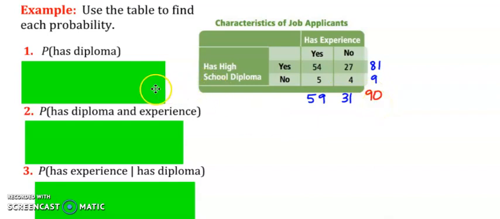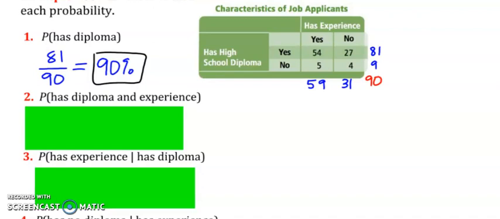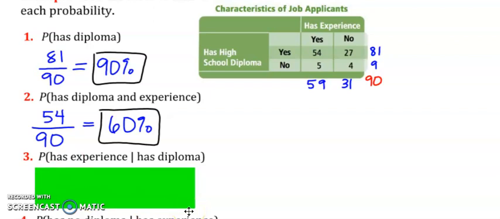All right, so problem number one. What is the probability that a student has a diploma? Well, 81 out of the 90 people have a diploma, so the probability would be whatever 81 divided by 90 is, which is 90%. Number two is saying, what is the probability that they have a diploma and experience? So here they're meeting two criteria. So they have a diploma and they have experience. That refers to these 54 people. Those 54 folks right there, out of the overall total of 90.